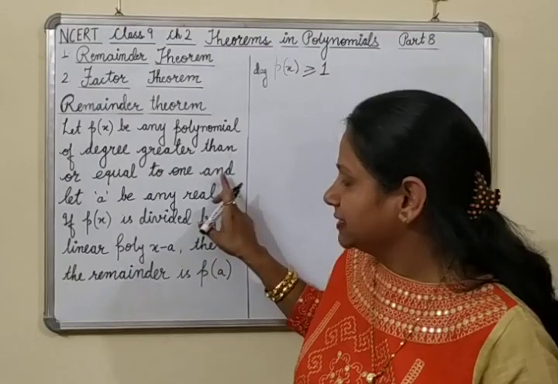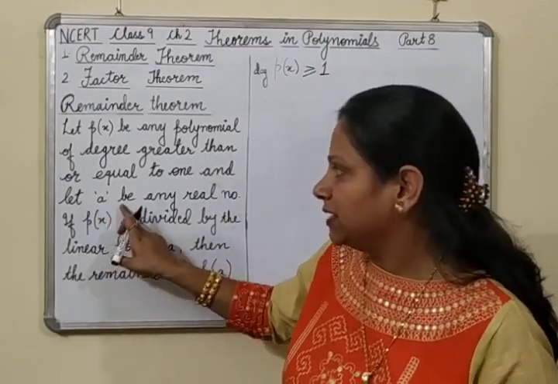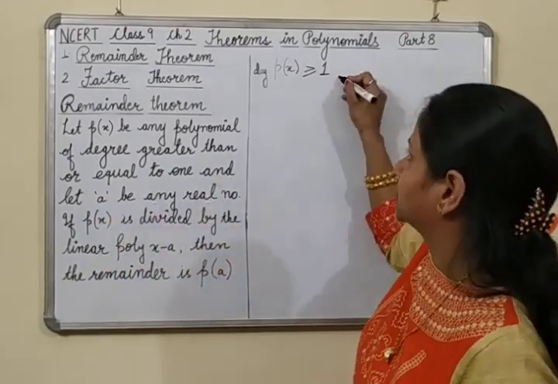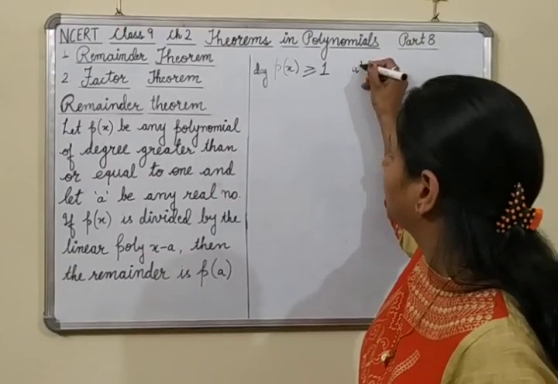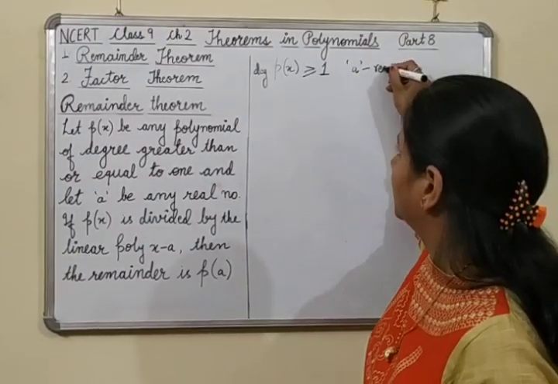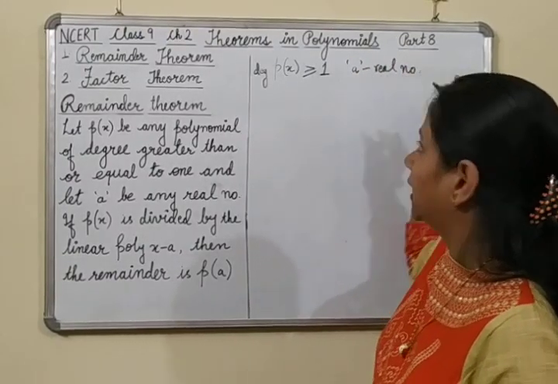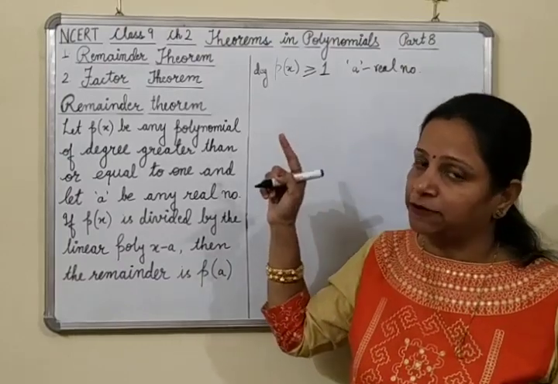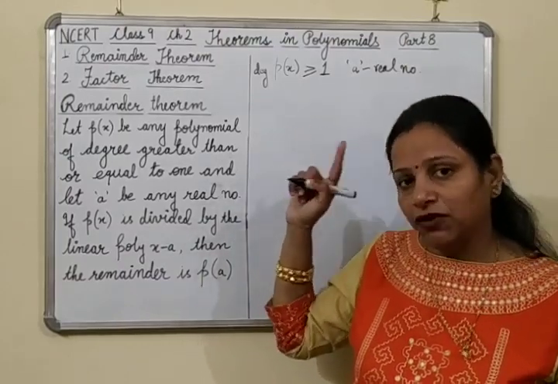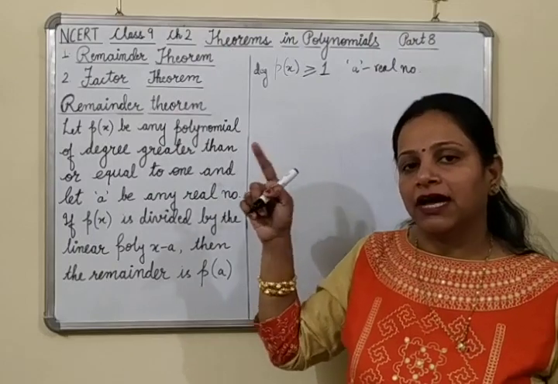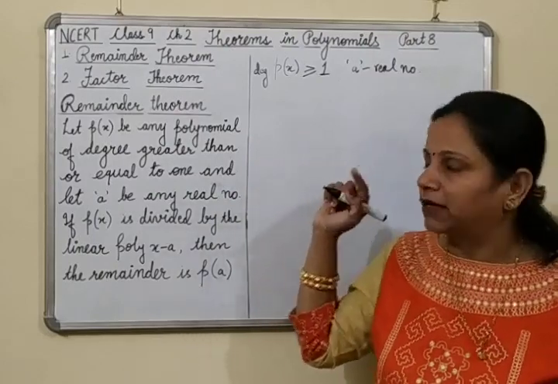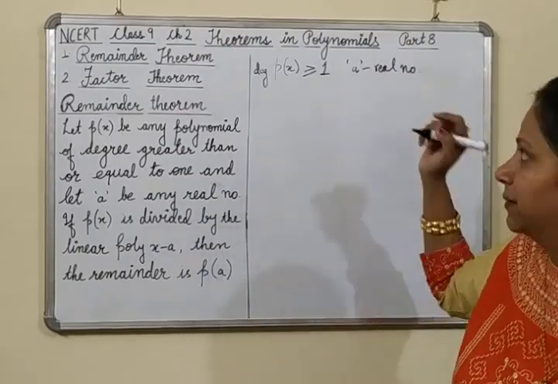Now, and let a be any real number. Let us consider there is any other real number a. What is a? A real number. And what is a real number? I have already explained what a real number is. Any type of number comes in the category of a real number. So let a be any real number.